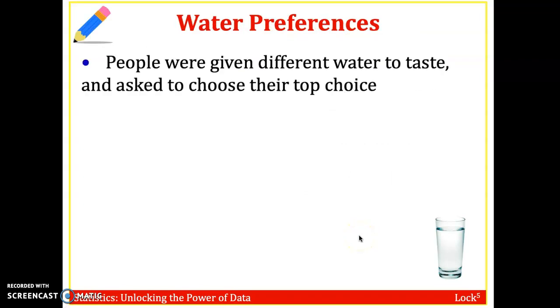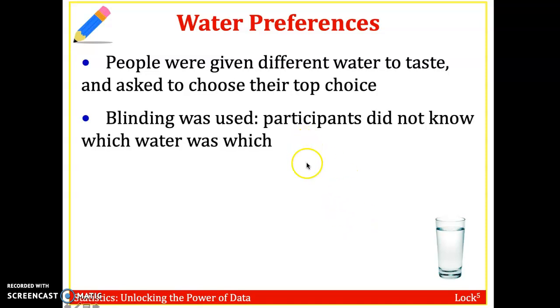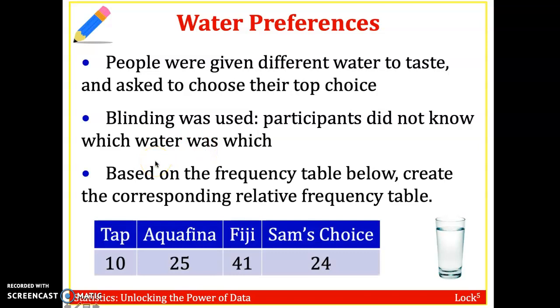All right, let's go through another example. People were given different water to taste and asked to choose their top choice. Blinding was used, so participants did not know which water was which. They were given just a glass of water, not told what kind it was. And here's the frequency below for their top choice. 10 chose tap water, 25 Aquafina, 51 Fiji, 24 Sam's Choice.